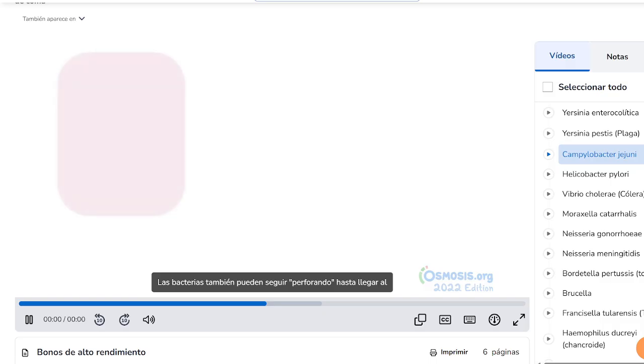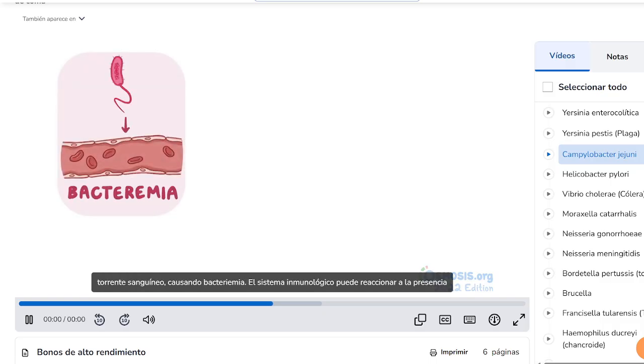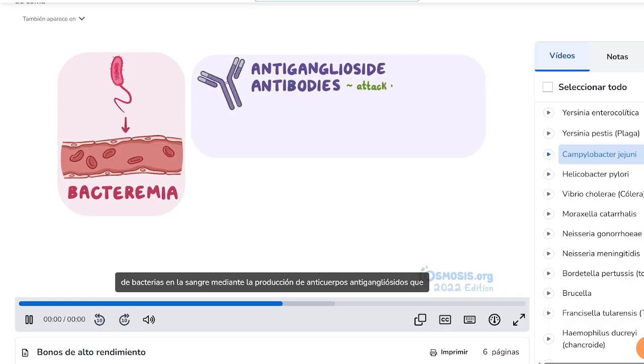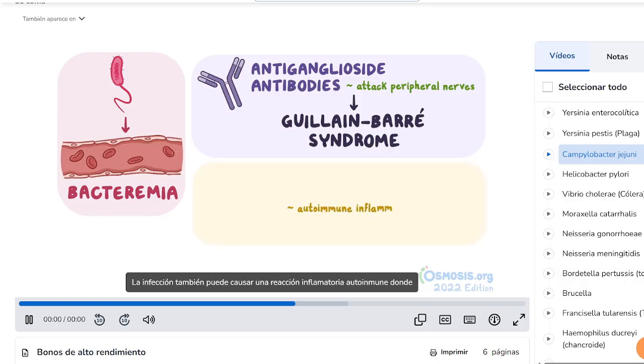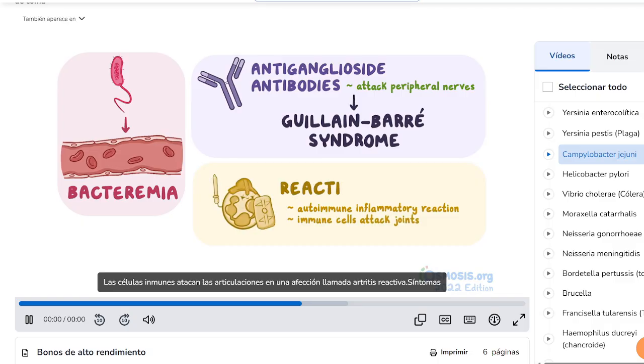The bacteria can also keep drilling until they reach the bloodstream, causing bacteremia. The immune system may react to the presence of bacteria in the blood by making anti-ganglioside antibodies, which attack the peripheral nerves, causing Guillain-Barré syndrome, a type of paralysis. Similarly, the infection can also cause an autoimmune inflammatory reaction, where immune cells attack the joints in a condition called reactive arthritis.